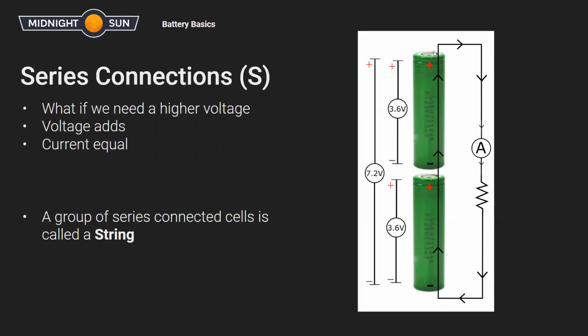And then the current through them will be the same because of Kirchhoff's current law. So there's just nowhere else for the current to go. So it has to just go through both the cells and it'll be equal at all points in this loop. And then cells that are connected this way are called a string.